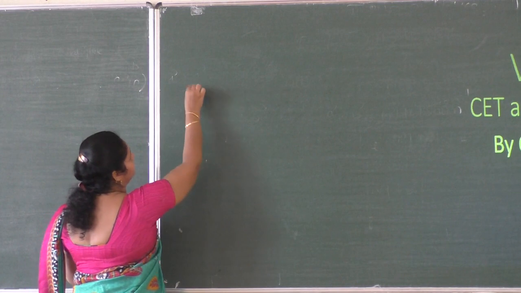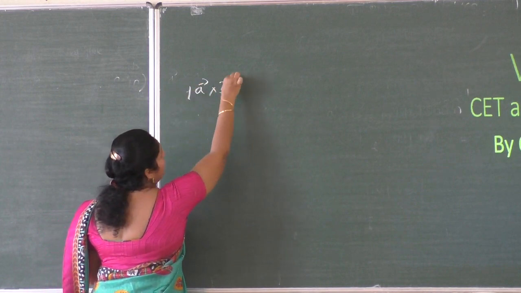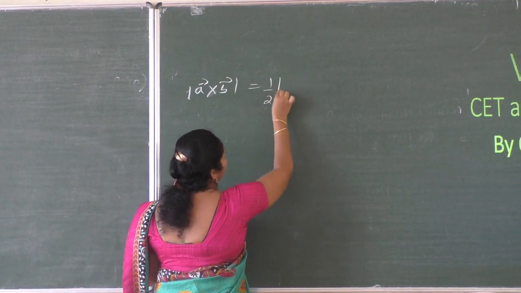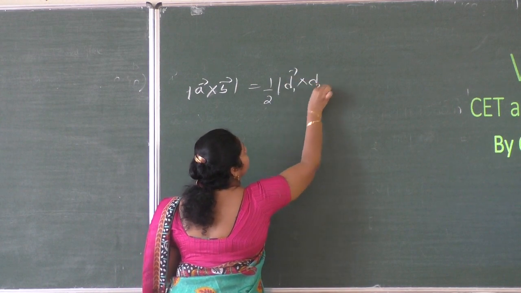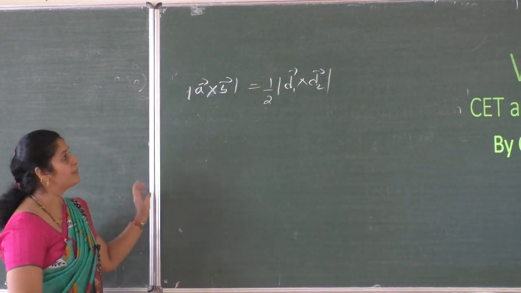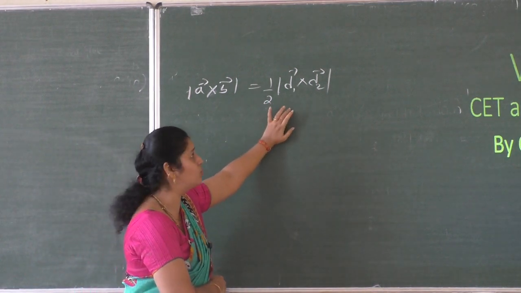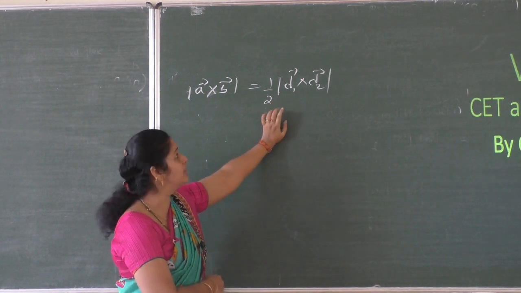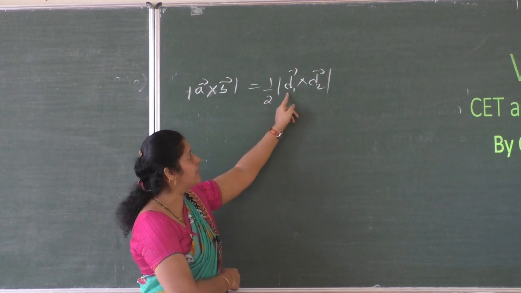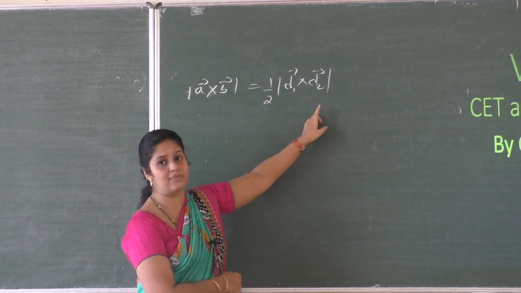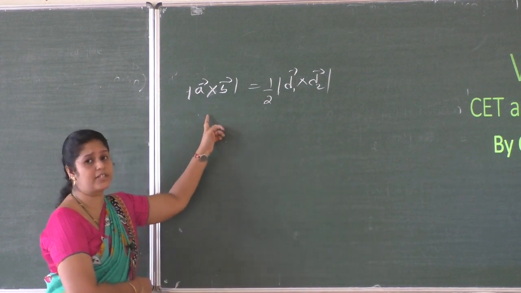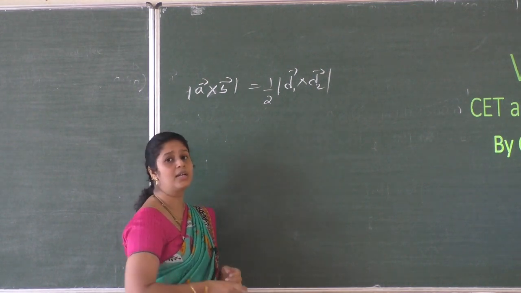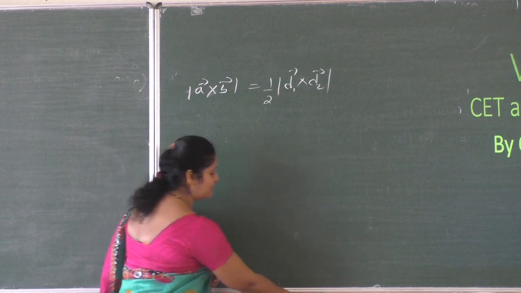Also, if I am right, this is the area of the parallelogram. Remember that it is always equal to half of the magnitude of vector d1 cross vector d2. Vector d1 and vector d2 are the vectors along the diagonals. Vector d1 means diagonal vector, vector d2 means diagonal vector. Then I can write magnitude of vector A cross vector B is half of magnitude of vector d1 cross vector d2. So I will explain it later.